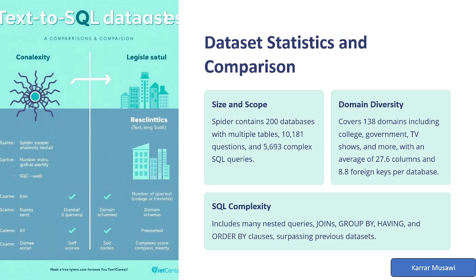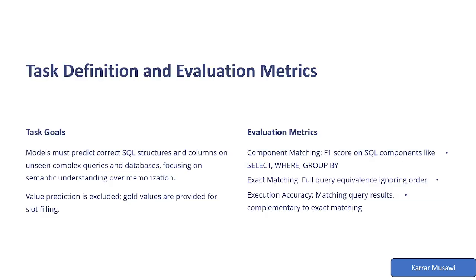Spider contains 200 databases with multiple tables, 10,181 questions and 5,683 complex SQL queries. Domain diversity. Covers 138 domains including college, government, TV shows and more, with an average of 27.6 columns and 8.8 foreign keys per database. SQL complexity, including many nested queries, joins, group by, having, and order by clauses, surpassing previous databases. Task definition and evaluation metrics.